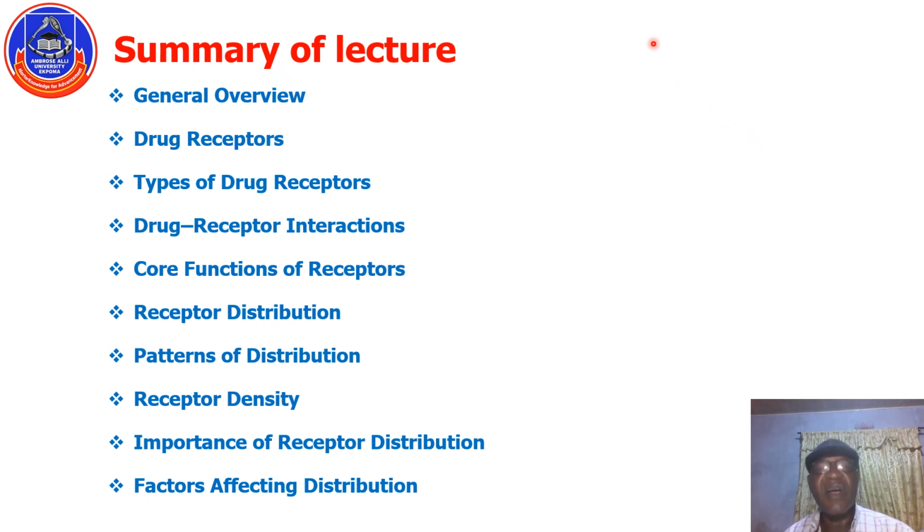What have we done so far? We ran an overview of pharmacokinetics and pharmacodynamics. We also recapped lecture number 4. We dwelled on drug receptors, types of drug receptors, drug receptor interactions, the core function of receptors, receptor distribution, pattern of distribution, receptor density, importance of receptor distribution, and factors affecting receptor distribution.